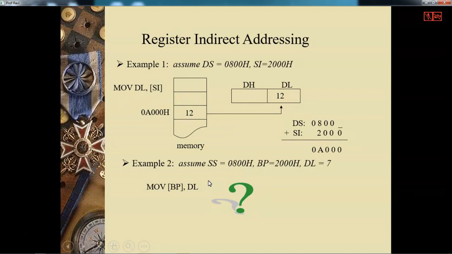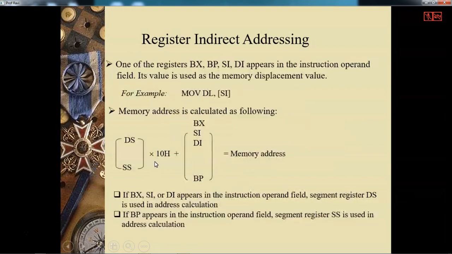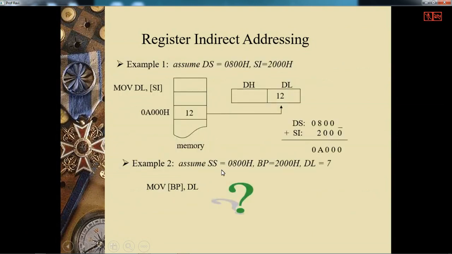Now let us take the second example. Now, so your stack segment. So here in this case, if you see, the moment you use stack segment, the stack segment pointer is base pointer. So here the example, stack segment is 0800 and then base pointer is 2000. Then if this is the instruction, move contents of BP comma DL. So source is DL, right? So you move something into DL, that DL has to be moved to a memory location. So then what would be the effective address of the memory location?